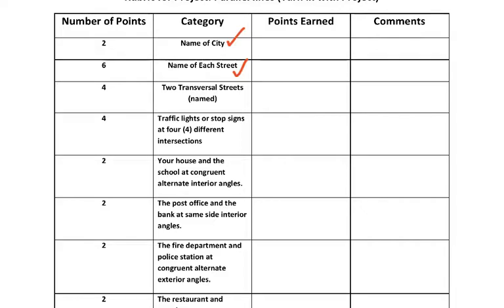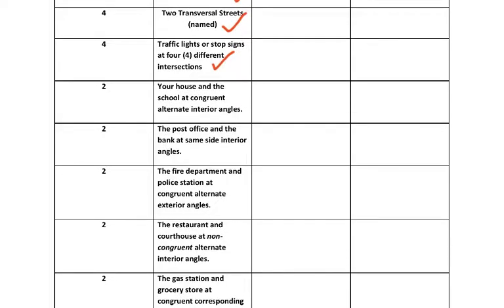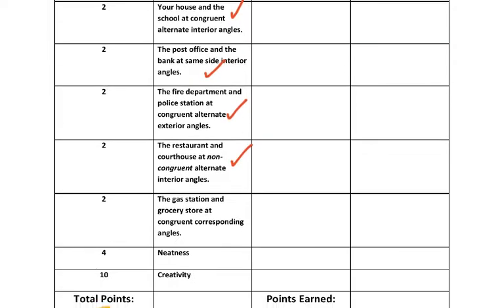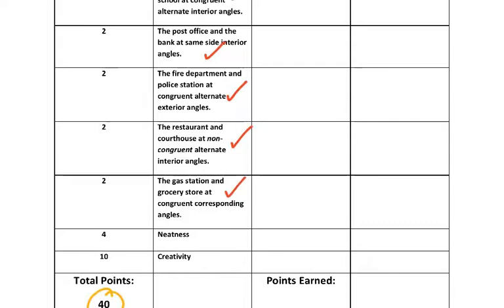Those are the parallel ones. Did you name the 2 transversal streets? Include them. Did you include the traffic lights or stop signs? And then did you follow those 5 rules that we saw on the previous page? The house and the school are at congruent alternate interiors. Post office and bank. Fire department and police station. Restaurant and courthouse. That's the tricky one. The gas station, grocery store. Did you keep everything neat? Everything really nice and beautiful, not too messy. Can we read it okay? And look at that, 10 points.